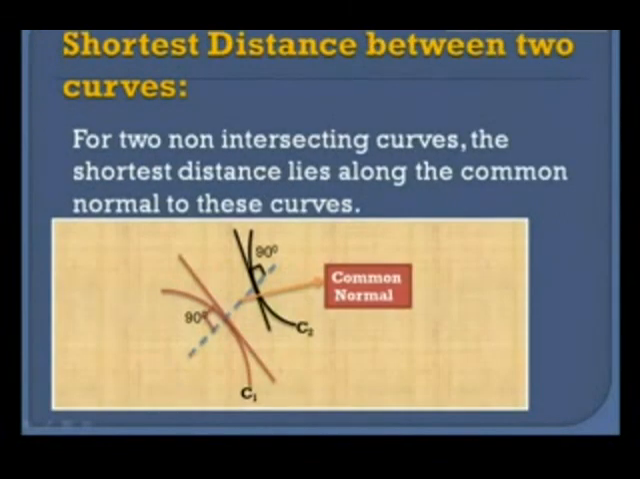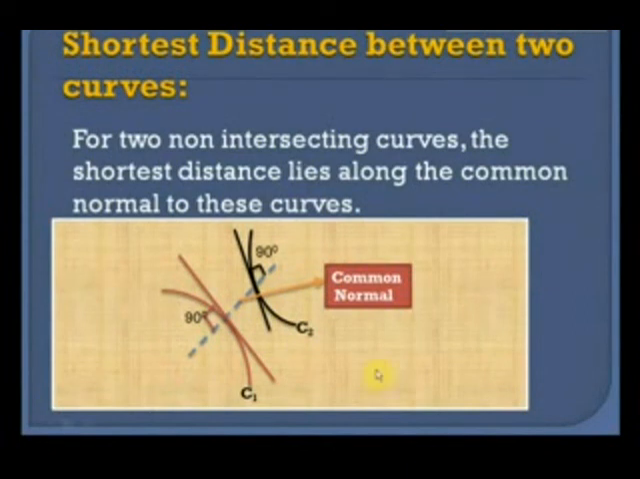The next is how to find the shortest distance between two curves. For two non-intersecting curves, the shortest distance lies along the common normal to these curves. So for two curves which are non-intersecting, the shortest distance lies along the common normal to these curves. Of course, for intersecting curves, the shortest distance would be equal to 0. Here we are going to talk about two non-intersecting curves.